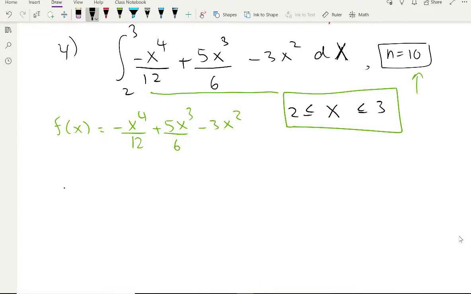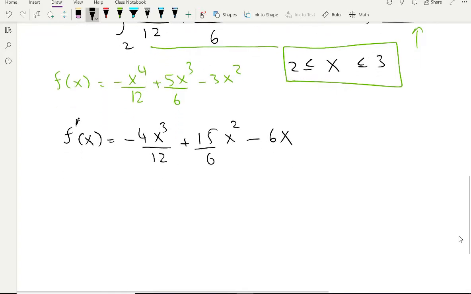Now here's the function. Definitely we need to find the second derivative. The first derivative is, if you differentiate once, negative 4x to the 3 over 12. Here 3 times 5 is 15 over 6 x square minus 3 times 2 is 6x.